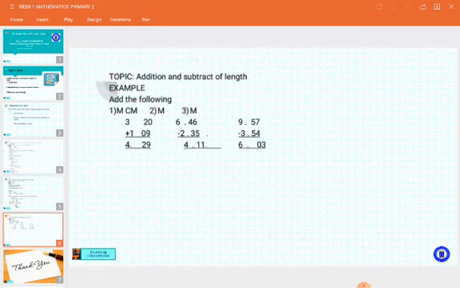Then we now go to addition and subtraction of length. Make sure you get your note copied. If I see you and you are not writing, I will punish you. I'm not just punishing you. After punishing you in the class, I'll take you to sister's office.